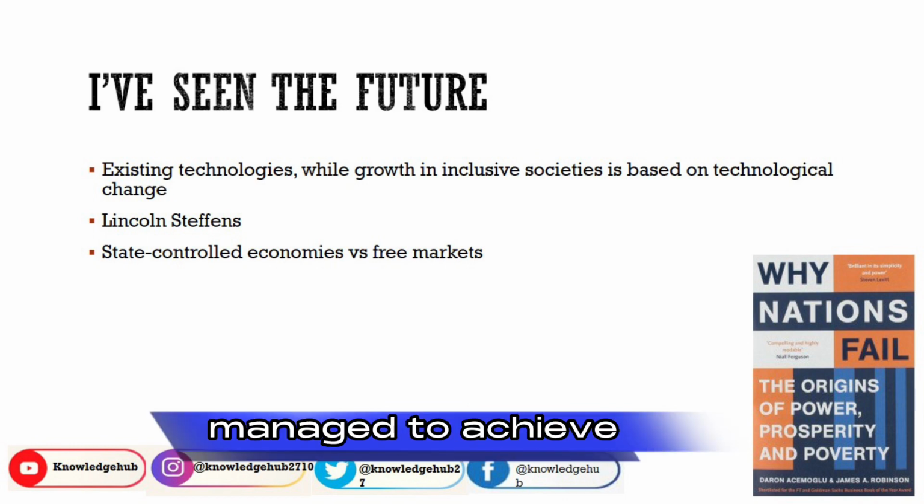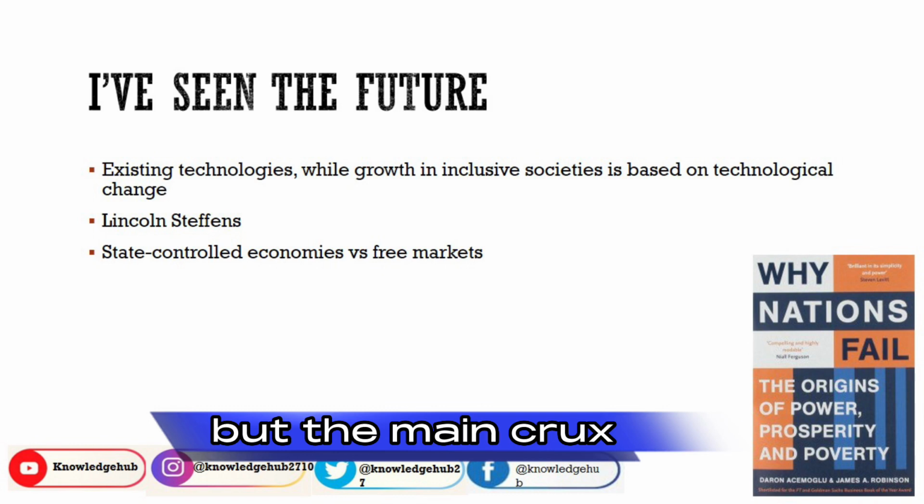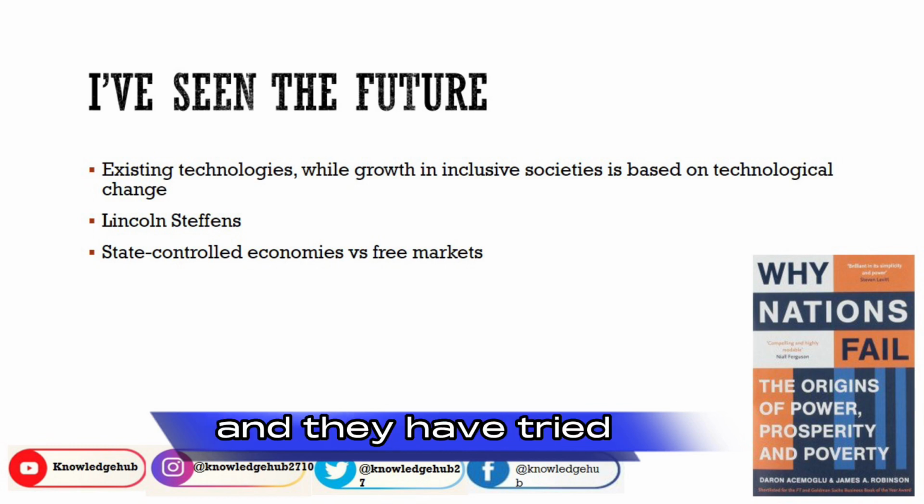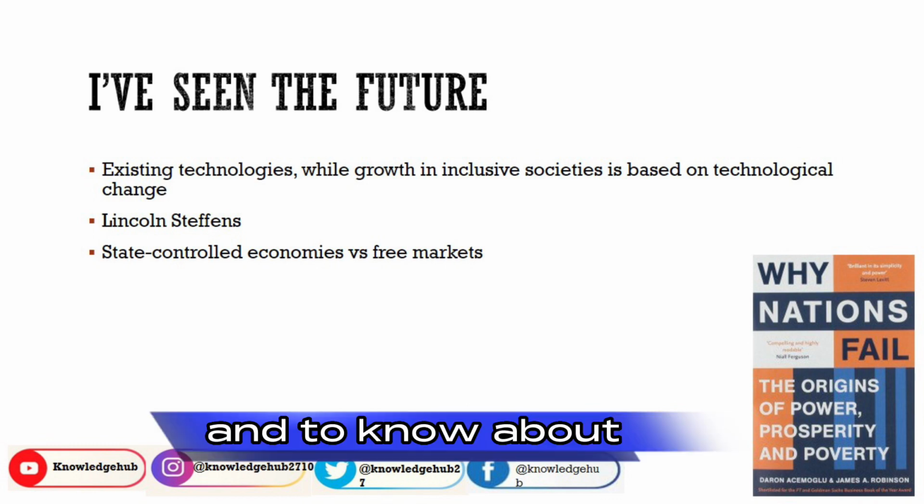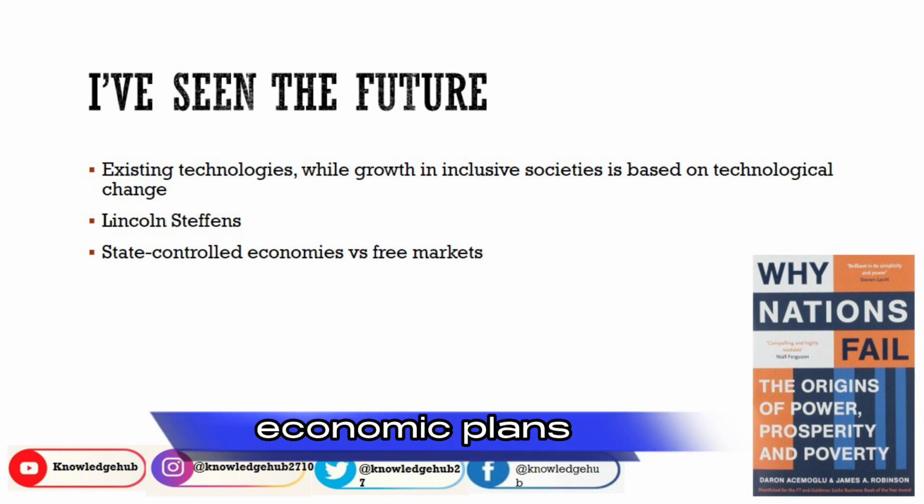but they still manage to achieve some economic growth. But the main crux here is that the growth is based on existing technology, while growth in inclusive societies is based on technological change. And they have tried to explain this argument with certain examples. For example, after World War One, the US sent the journalist Lincoln Steffens to interview Lenin and to learn about the Soviet Union's economic plans. When the journalist returned, he announced, "I have seen the future and it works." And it actually did.